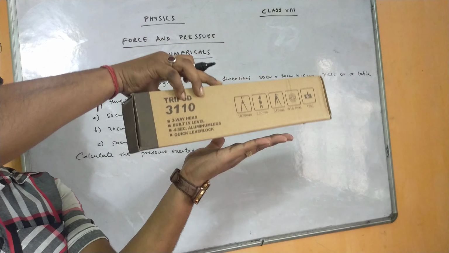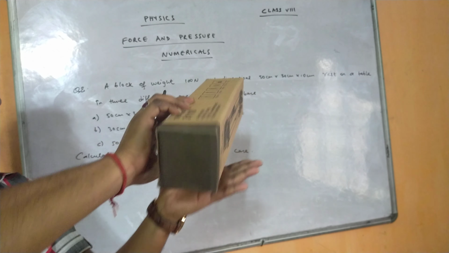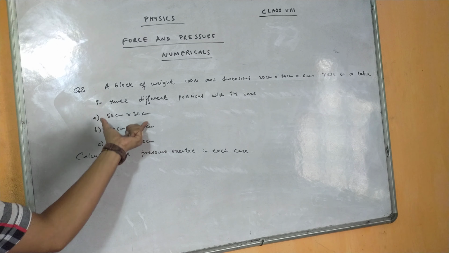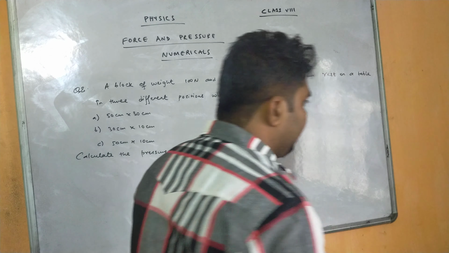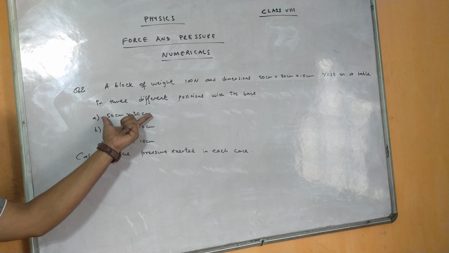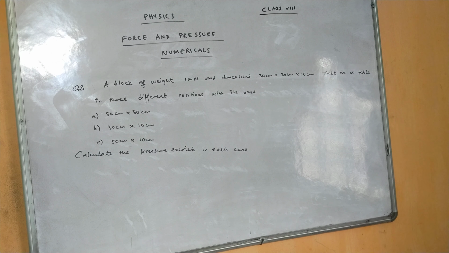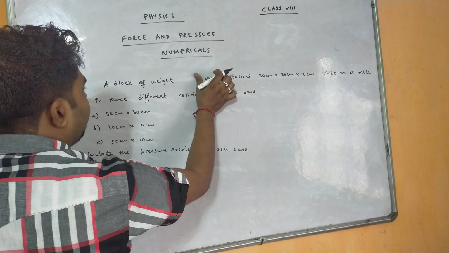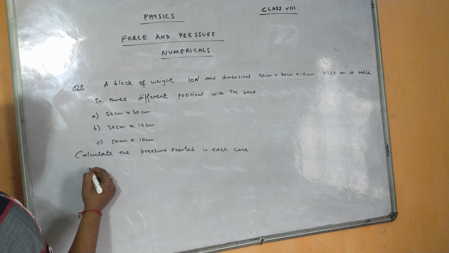So the first position was this one, the second position is this one, and the third position is otherwise this one. The dimensions are given as length into breadth of the base. In which case is it exerting how much pressure? That we need to calculate. So there will be three answers for point number A, point number B, and point number C. The question is misprinted here. A block of weight should be 10 Newton.